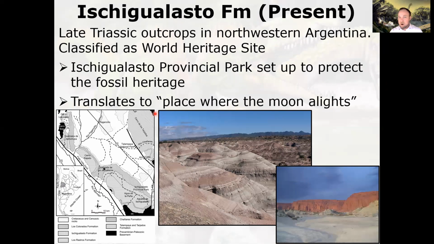Ischigualasto is kind of a mouthful. It translates to place where the moon alights. So it probably just looks pretty magnificent in the moonlight. Again, beauty is in the eye of the beholder. These kind of arid badland landscapes, not my cup of tea. I prefer a little bit more green, but they are beautiful in their own way, and definitely the name sort of reflects that. So where are we here?